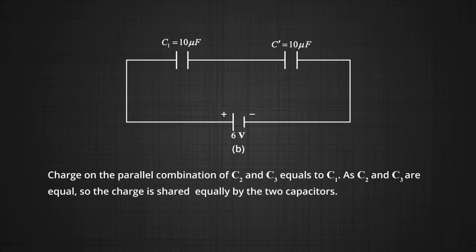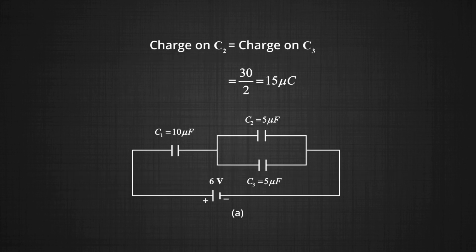The charge on the parallel combination of C3 and C2 is equal to that on C1. As C2 and C3 are equal, the charge is shared equally by the 2 capacitors. So, charge on C2 will be equal to charge on C3, that is equal to 30 by 2 because it gets equally divided among them, which comes out to be 15 microcoulomb.